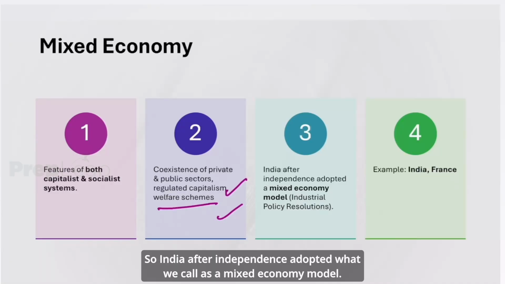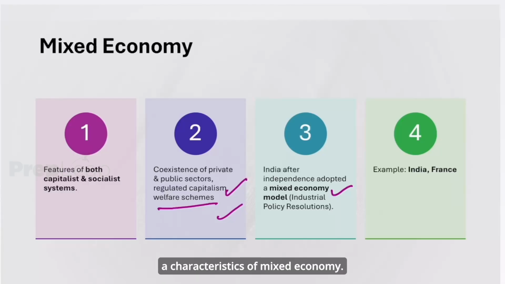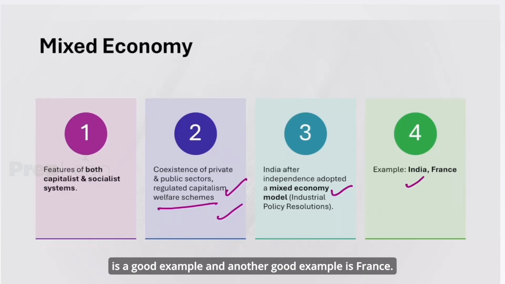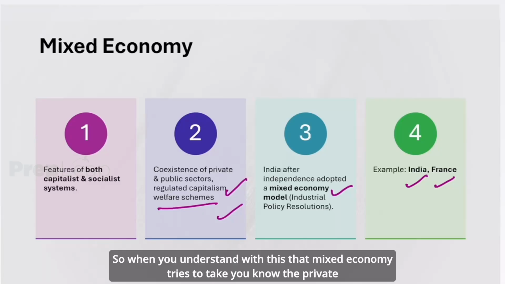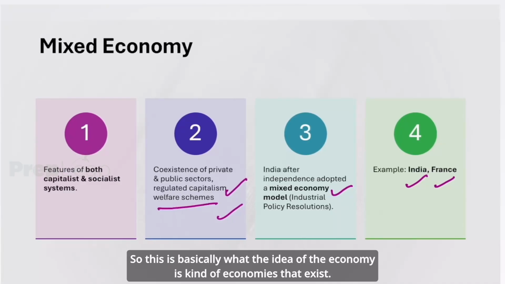And there are welfare schemes also being done. So India after independence adopted what we call a mixed economy model. The Industrial Policy Resolution that you would see, the five-year plans you would see, had the characteristics of a mixed economy. It was neither totally capitalist nor socialist in full form, but a mixed economy. India is a good example. Another good example is France. France has also tried to maintain such a scenario. So mixed economy tries to take the private enterprises as well as the government setup. This is basically the idea of the kinds of economies that exist.